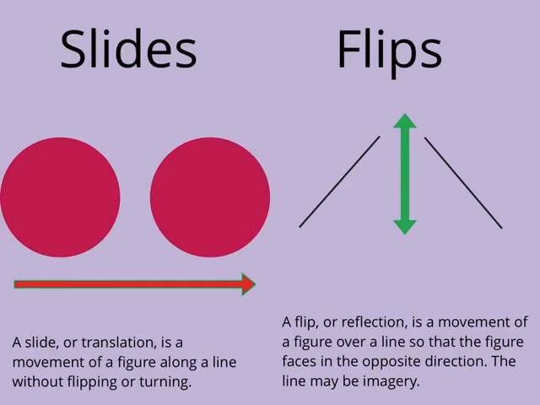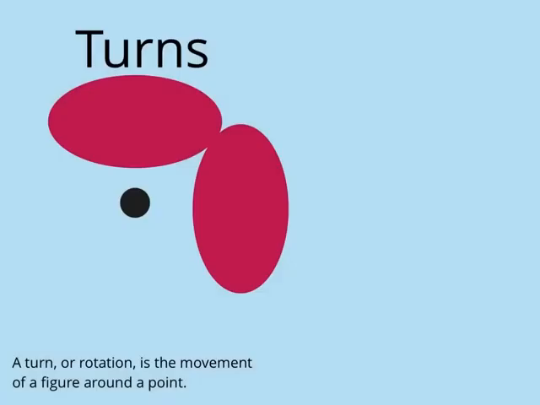Slides. A slide or translation is a movement of a figure along a line without flipping or turning. Flips. A flip or reflection is the movement of a figure over a line so that the figure faces the opposite direction. The line may be imaginary. Turns. A turn or rotation is a movement of a figure around a point.